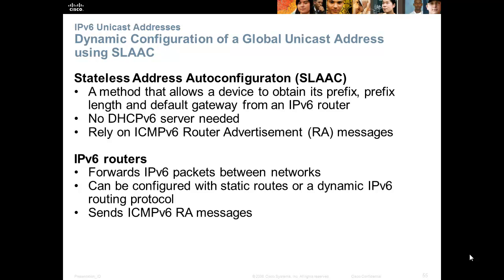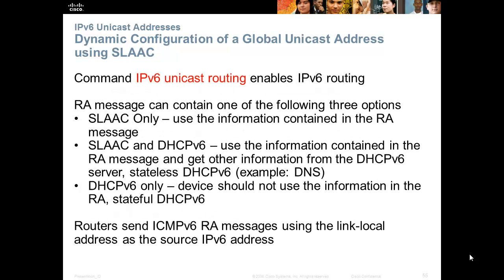In order for an IPv6 device to become a router, we must issue the command IPv6 unicast routing. So if you have a Cisco router or a Cisco layer 3 switch and you want to be able to do routing with it, you need to issue the IPv6 unicast routing.